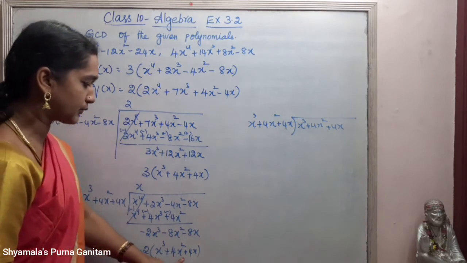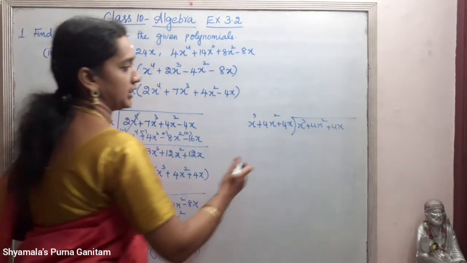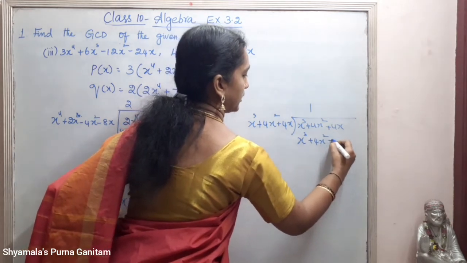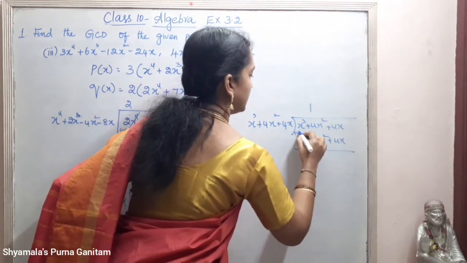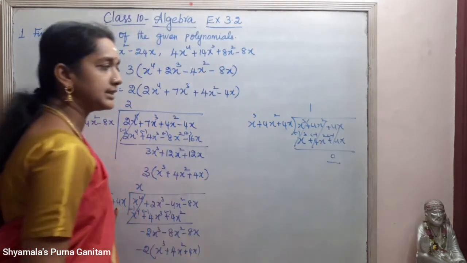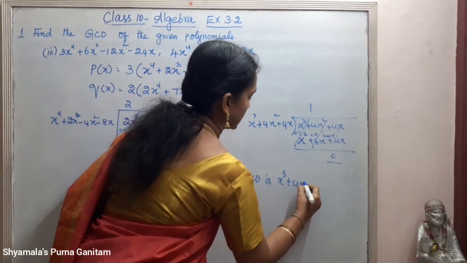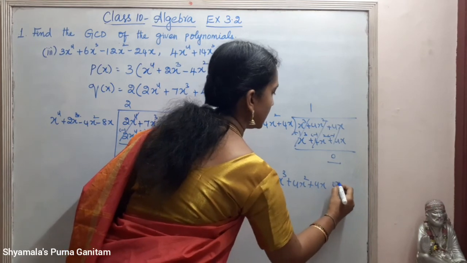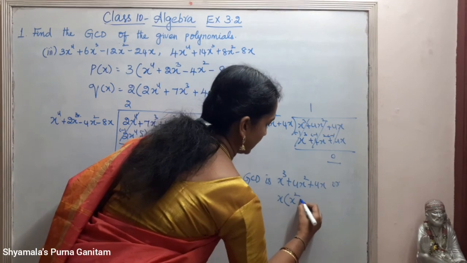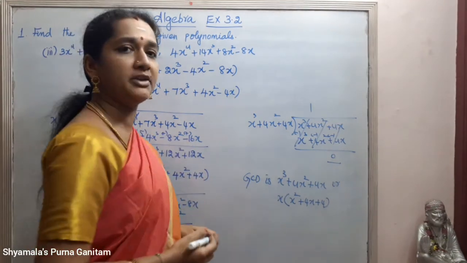So this x cube plus 4x squared plus 4x and this x cube plus 4x squared plus 4x we are going to divide. So that is one time. So when we subtract this, all the terms will get cancelled. So we will get 0. So the GCD is x power 3 plus 4x squared plus 4x, or in all the three terms we can take x as common. So x into x squared plus 4x plus 4 is the GCD for the given polynomials.